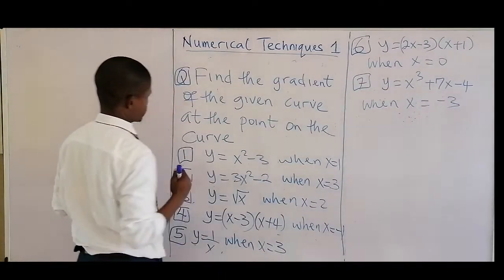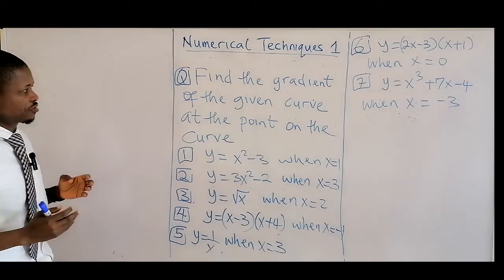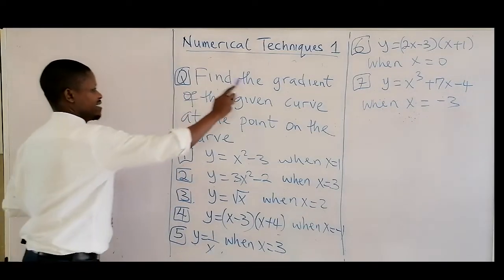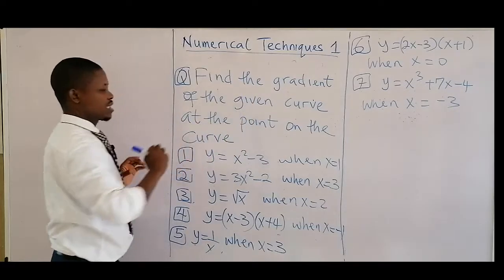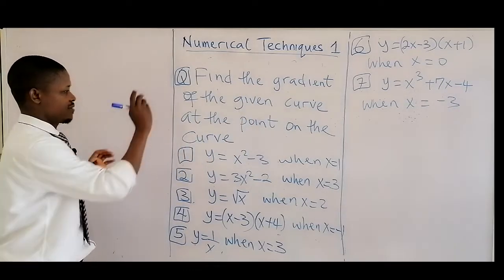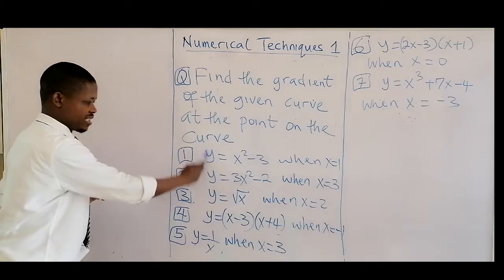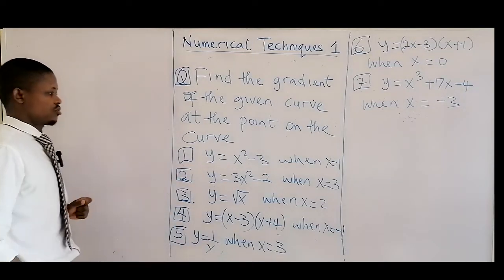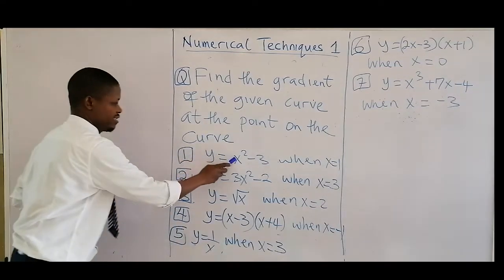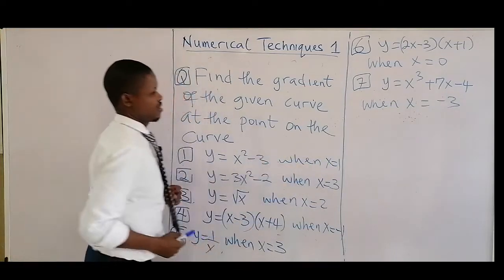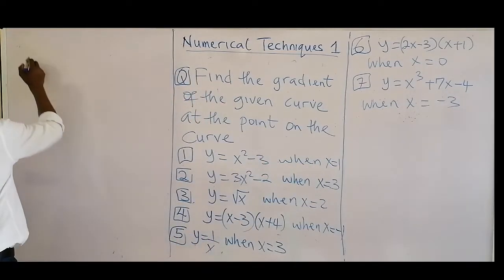We are looking at the following questions. Find the gradients of the given curve at the point on the curve. And we have the questions as follows: y is equal to this when s is there. Let's go straight to the solution. Question one.